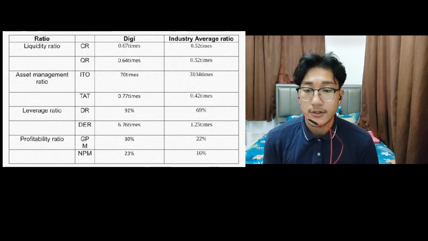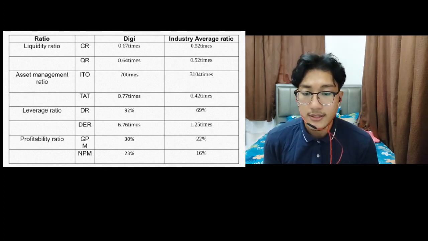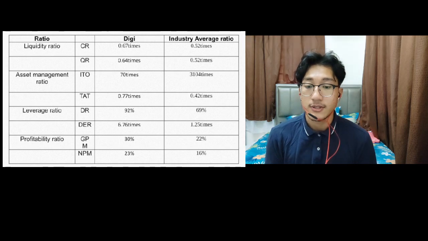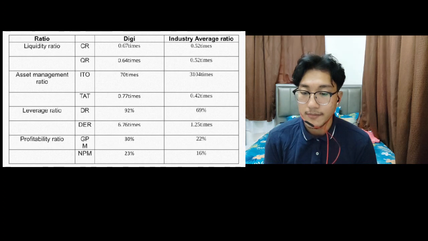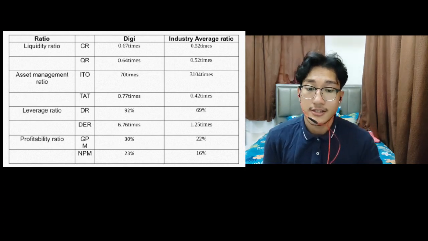Second one is total asset turnover. The results show that the total asset turnover for Maxis is lower than Digi, which is 0.42 times. Compared to Digi, the total asset turnover is 0.77 times. This shows that Maxis company should increase its sales or some asset may be disposed of compared to Digi company. Digi company is able to generate larger sales.